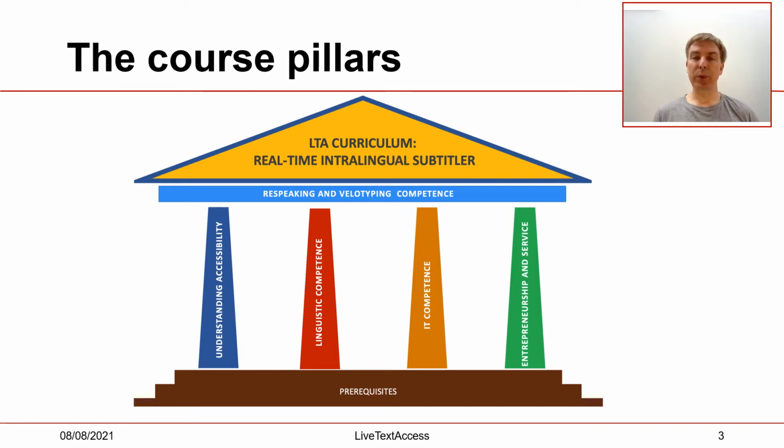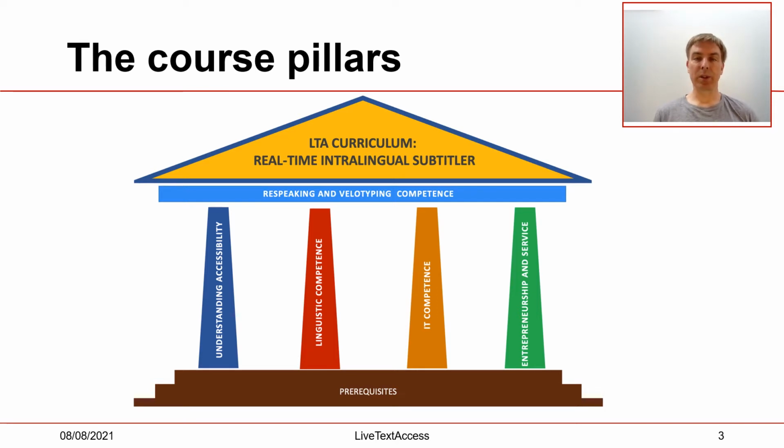Let me start by introducing you the structure of this course. The course is structured like a Doric temple. The stairs represent the prerequisites. Though the Velotyping course is accessible to a vast array of people, candidates need to have, for example, an excellent command of the spoken and written language, openness to adapting to changing scenarios, contexts, text types and people, and an extensive general knowledge in as many topics as possible.